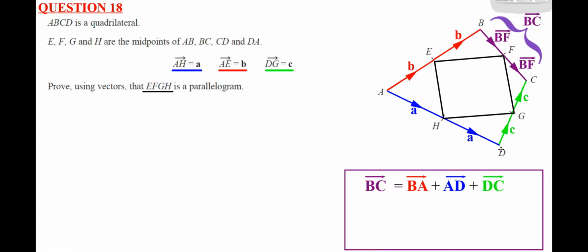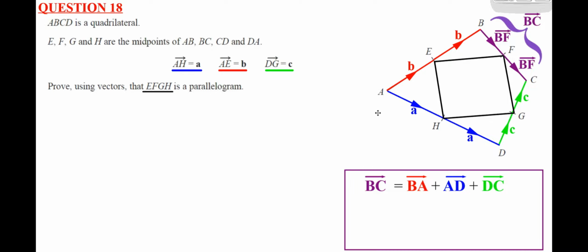Then once at D, I can go up from D to C, which is what I wrote here. So from B to C, we can go BA, then AD, then DC. So that's in terms of the points of the shape. So let's now fill it in with vectors.